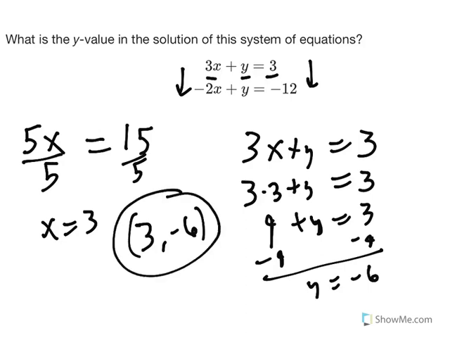I could check that solution by taking those x and y and plugging them into this equation, and seeing if that would actually give me the result, and it would. Negative 2 times 3 is negative 6. Minus 6 would be negative 12, so I know I'm right.